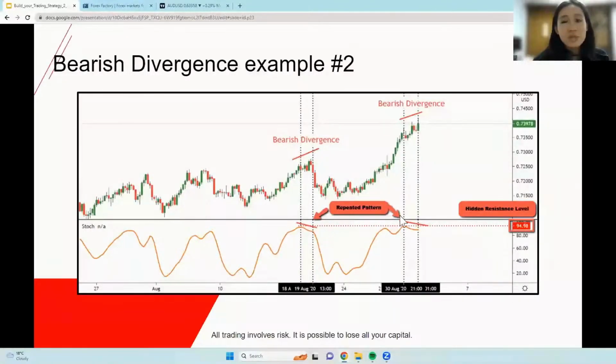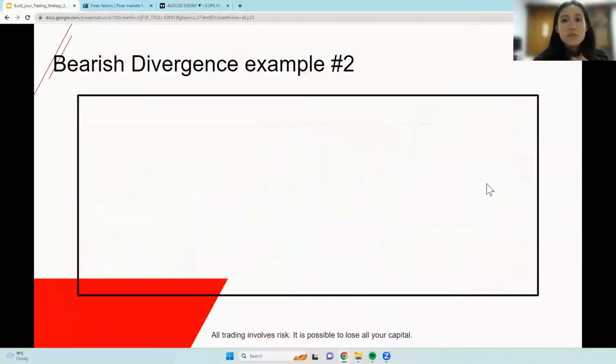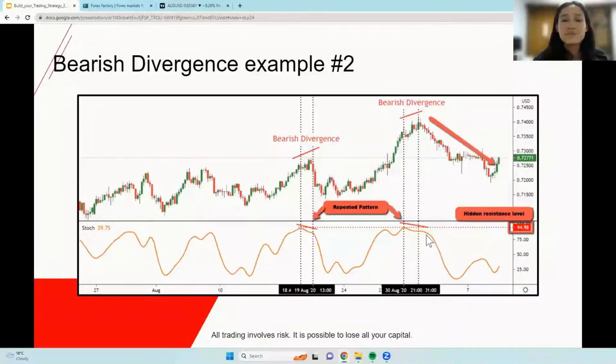So you see the repeated pattern here, bearish divergence here and here. You see price drop here immediately after that. Okay, so it rises, and we see this price making a higher high once again, but on our stochastic, it's making a lower high. So we can expect price to continue to drop, or rather not continue to drop, but you can expect price to reverse from this point. Okay, and that's exactly what happened here.